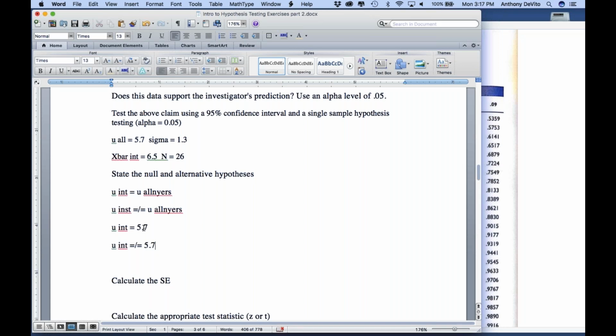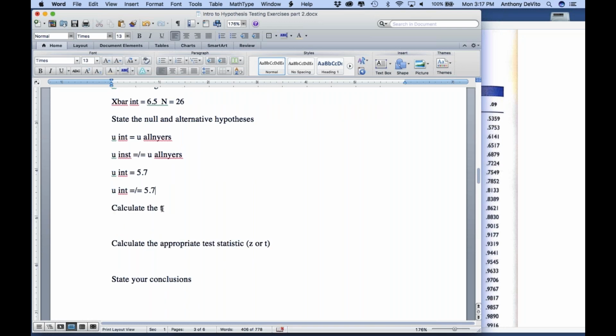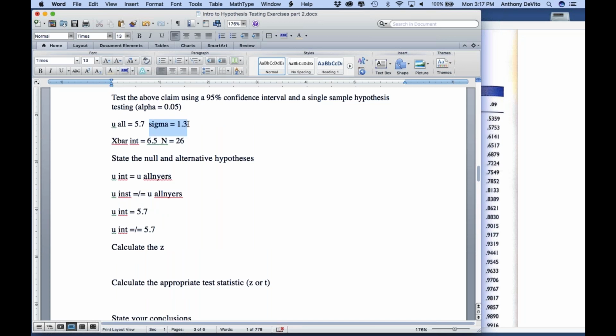So this is a two-sided hypothesis because we don't know ahead of time whether the mean for introverts is going to be greater or less than. Now I take my sample. Turns out I sampled 26 introverts, and their mean turns out to be 6.5. Okay, so now I'm going to say calculate the z-score or t-score. I'm going to say z-score because I know sigma, right? So I can calculate z-score.